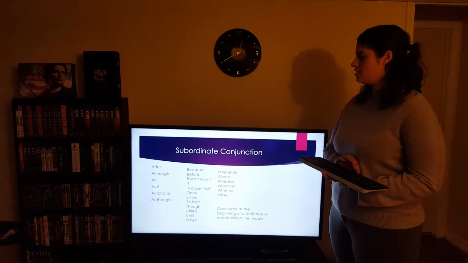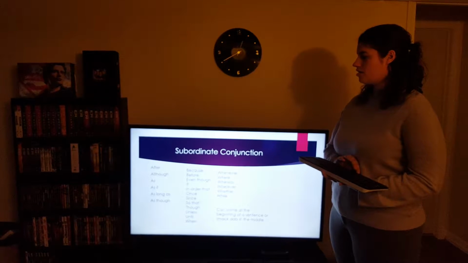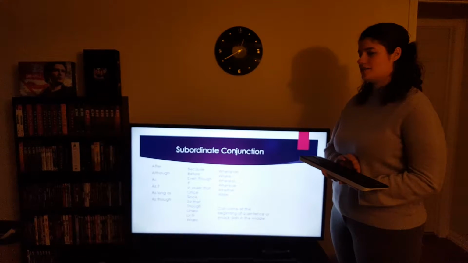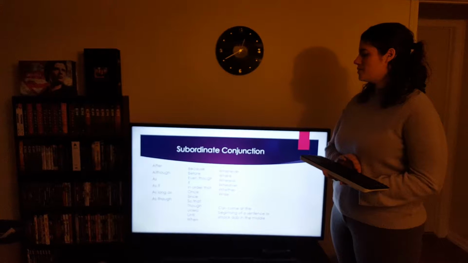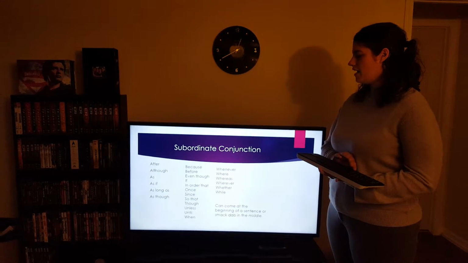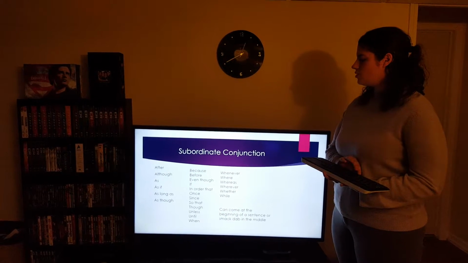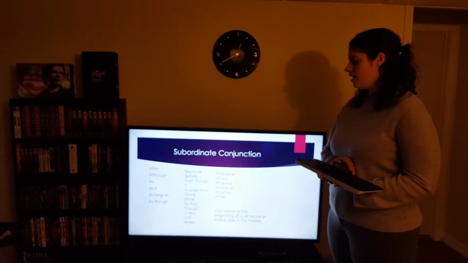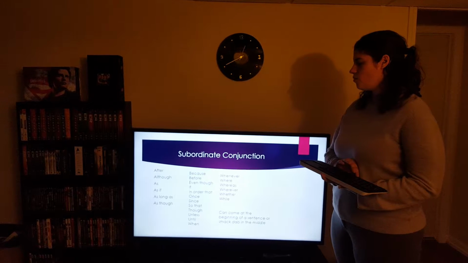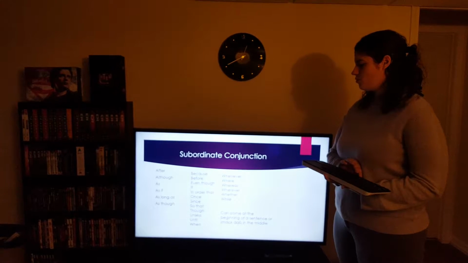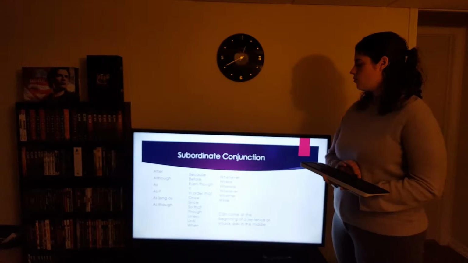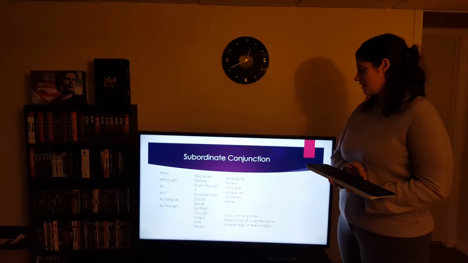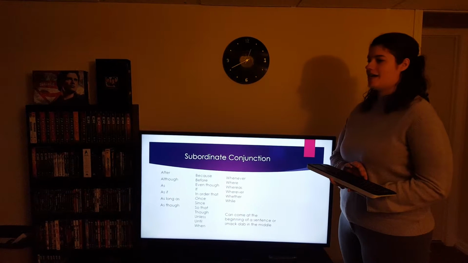Subordinate conjunctions. They are after, although, as if, as long as, as though, because, before, even though, if, in order that, once, since, so that, though, unless, until, when, whenever, where, whereas, wherever, whether, while. They can come at the beginning of a sentence or smack dab in the middle.